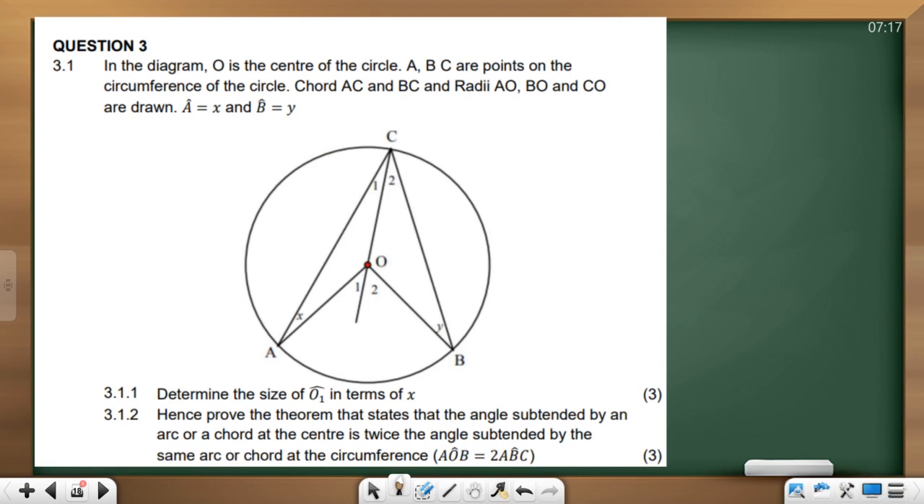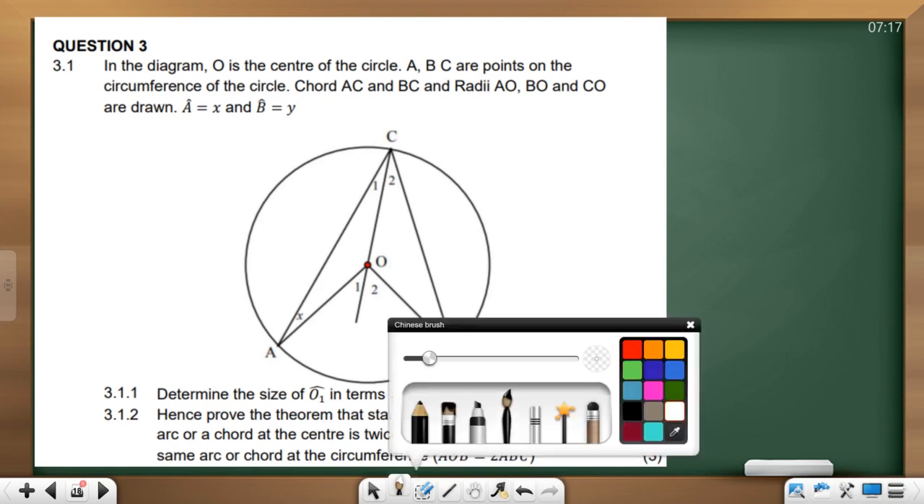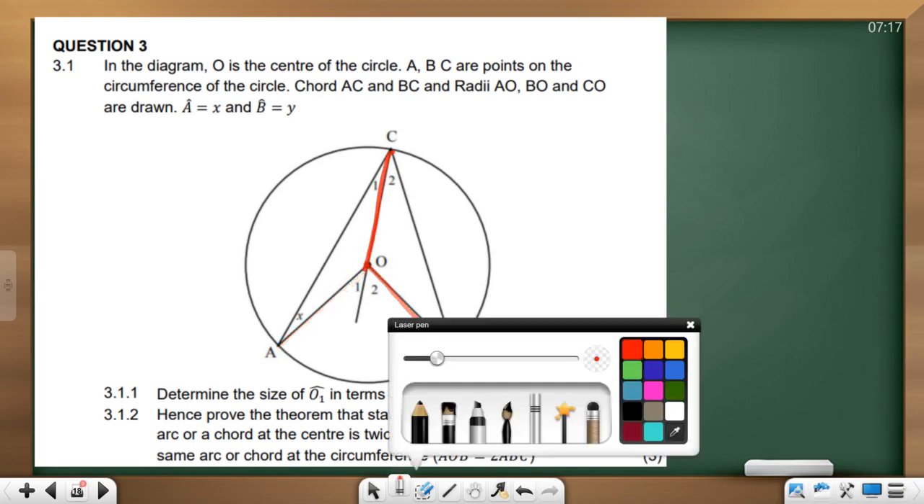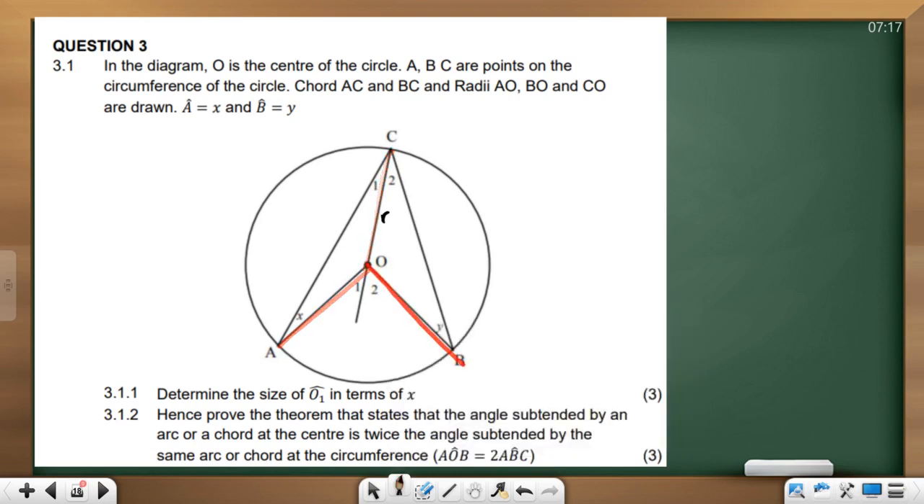All right, in the diagram, O is the center of the circle. A, B, C are points on the circumference of the circle. Chord AC and BC, radii AO, BO, CO are drawn. Okay, these are already drawn. Radii, that's a radius, that's a radius, that's a radius. You know what I like to do is to write radius. Radius. It just makes me see, and that line is equal to that line, equal to that line. Determine the size of O1 in terms of x. Where's O1? Oh, it's outside.